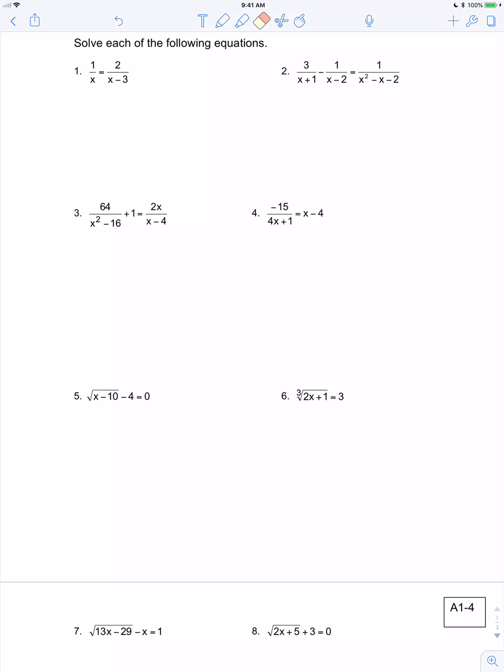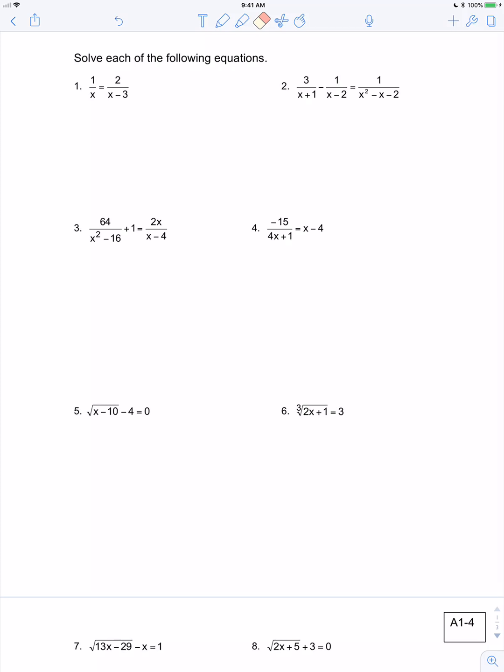We're going to go about solving some more equations and reviewing how to do that. And this is your actual homework. So I'm going to work the odd problems and you're going to work the even problems for your homework and turn this in.